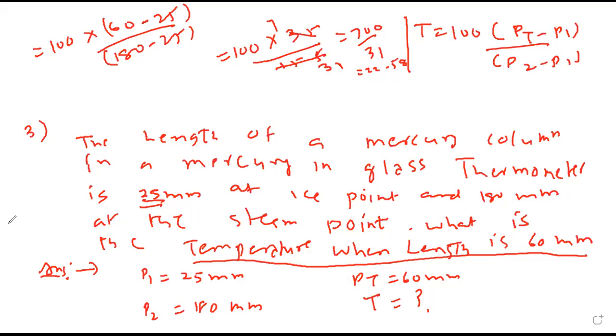See, you can also do this by the unitary method. 100 degrees is between 180 minus 25. Then T degrees will correspond to what? So T degrees will correspond to that temperature. So 100 into 60 minus 25, T degrees into this, cross multiply. That is the unitary method, PT minus P1. Just write down, then once again I will explain how we got that formula.